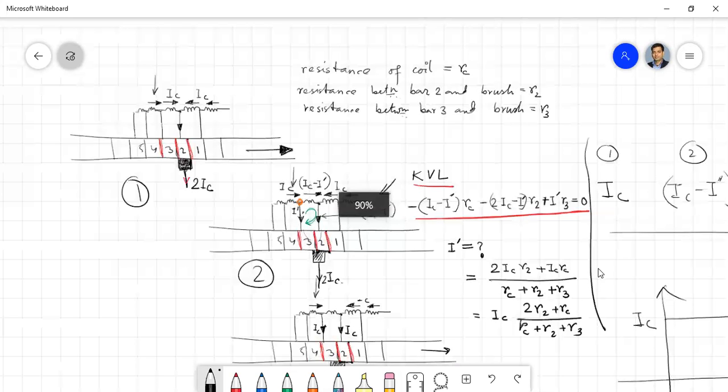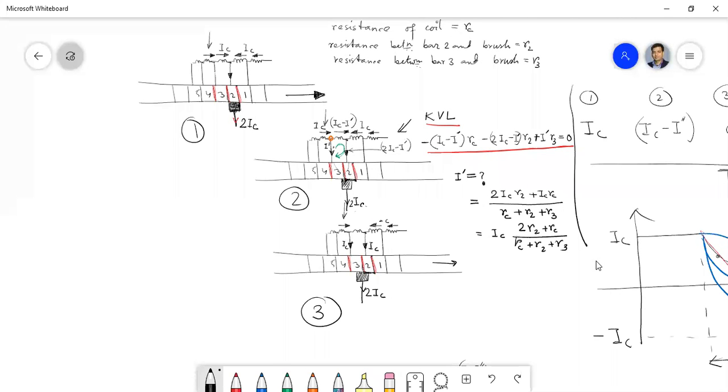Okay, so this is the general equation which I have written for this position 2.